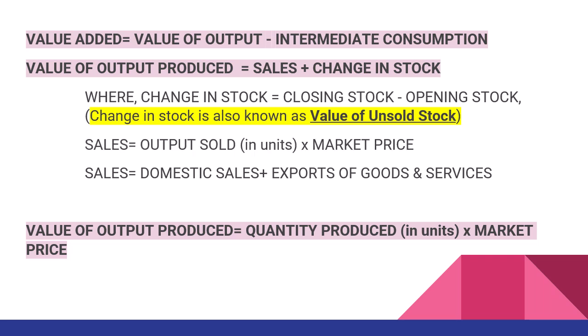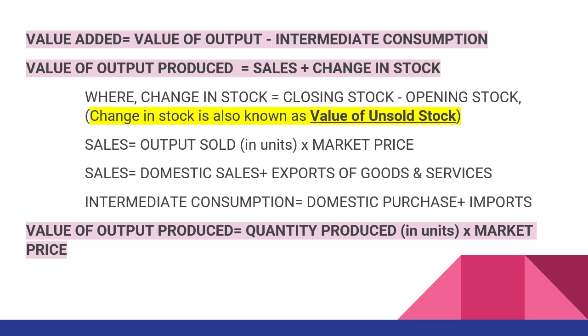Intermediate consumption is equal to domestic purchase plus imports. Intermediate consumption is purchase of raw material. Raw material can be purchased domestically also. You can purchase raw material from outside, that will be your imports of raw material. But if in the numerical intermediate consumption is given, that means it includes both domestic as well as imports.